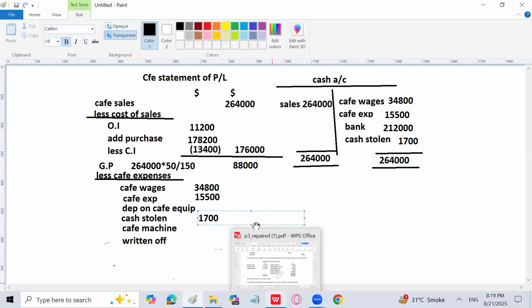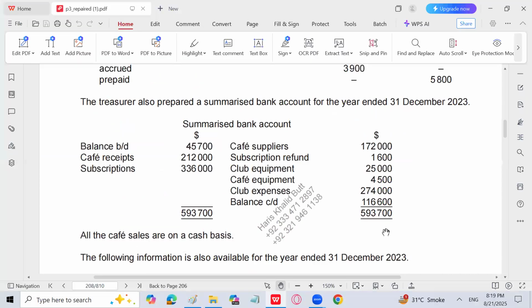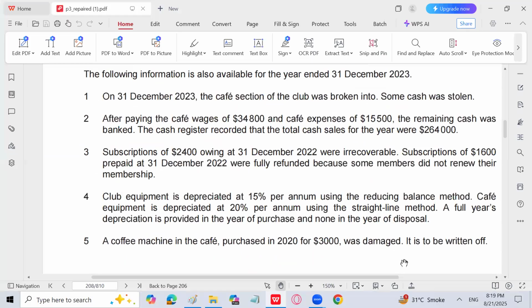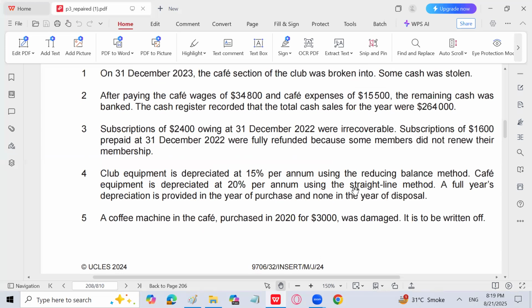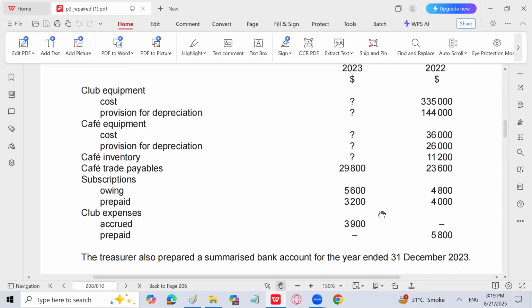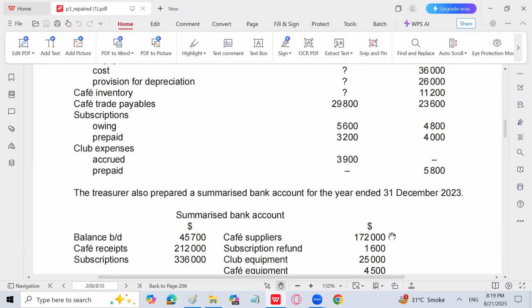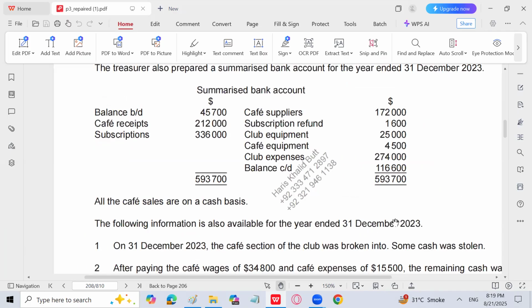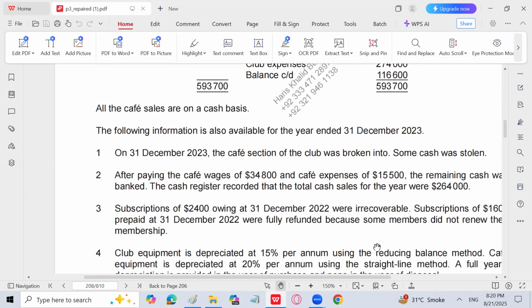Any other cafe expense, that is the depreciation on cafe equipment. And we also have to see that one of the cafe equipment, coffee machine in the cafe, purchased in 2020 for $3,000 was damaged, and it is to be written off. Means it should not be written off in the accounts anymore. A coffee machine, right? The depreciation on cafe equipment is at the rate of 20% using straight line method.